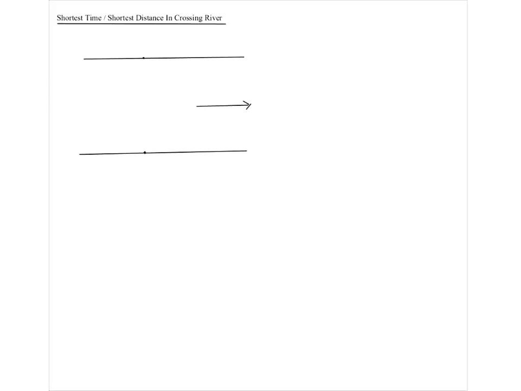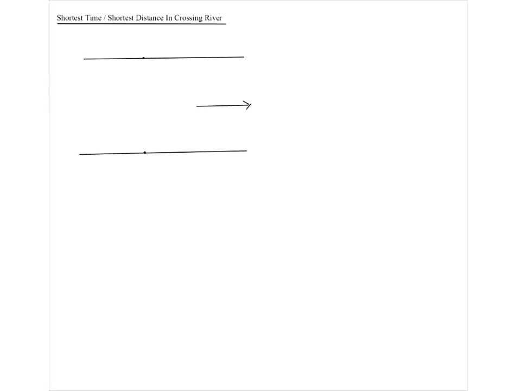You are telling the river that I don't care where you take me, but I'm not going to waste my energy. I'm just going to go vertical. That's it. That's the best policy if you want to reach as quickly as possible. Just go perpendicular with respect to the river.